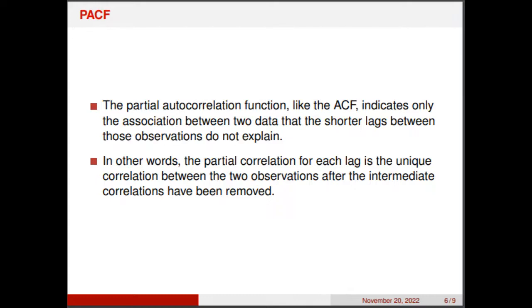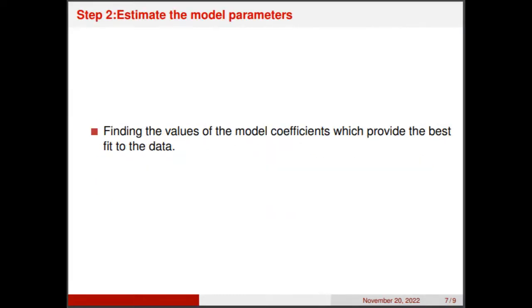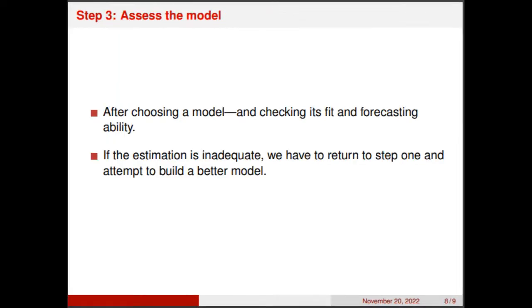After the model is selected in step 1 of the Box-Jenkins methodology, the second step is to estimate the model parameters. Because we have already selected the model, we find the values of the model coefficients which provide the best fit to the data. That is step 2.